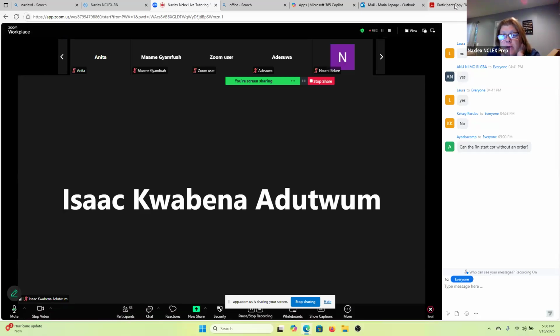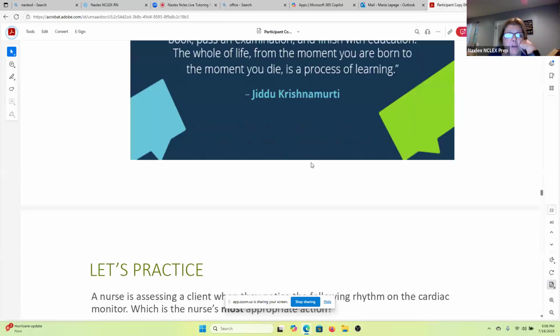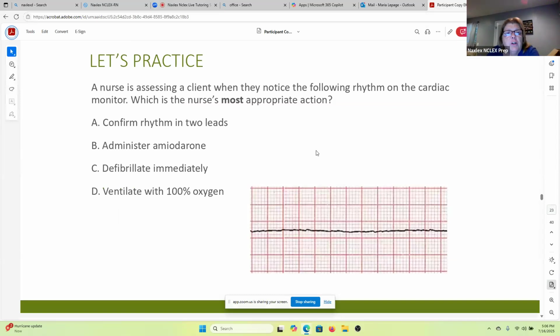All right, let's do some practice questions. A lot of times the practice questions are good. Let's go through the rationales as well because that gives us a lot of information. So, a nurse is assessing a client when they notice the following rhythm on the cardiac monitor. Which is the nurse's most appropriate action? So, what is the priority for this? This is a priority question because we see the word most. First, we have to identify that rhythm. What rhythm is that?